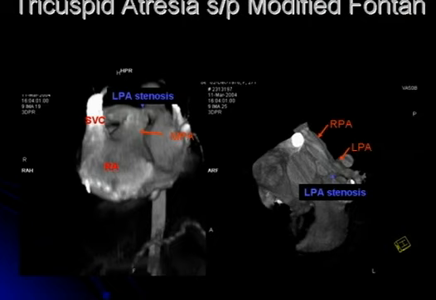This is a patient who has known tricuspid atresia, had undergone a modified Fontan procedure as a child, and was undergoing follow-up imaging for assessment of anatomy and looking at the pulmonary arteries. Here we see the SVC draining into the right atrium, which the main pulmonary artery was attached to. And then we get a view of the right and left pulmonary arteries. And we see here in this patient there's a mild left pulmonary artery stenosis.